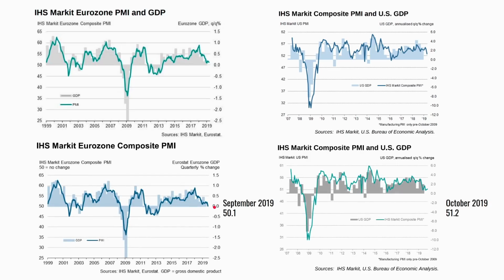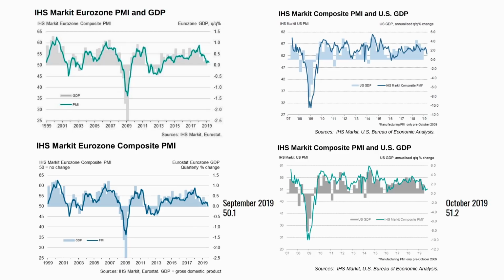What's happened since then is that the European PMI has fallen further and is now just on the cusp of falling below 50. And even the US PMI, which until that point was very strong, has deteriorated significantly. And it's now 51.2 as of October 2019. So it's still in expansion territory, but it's certainly weakened.